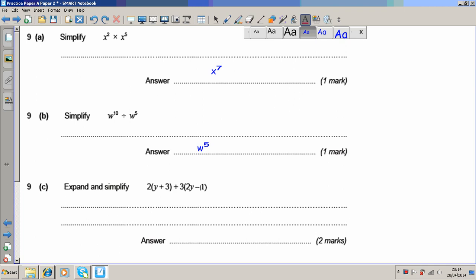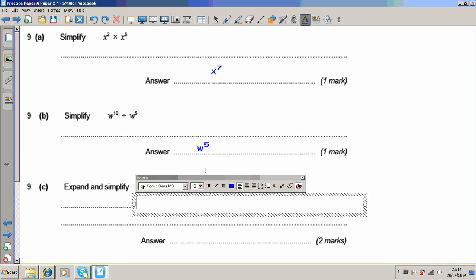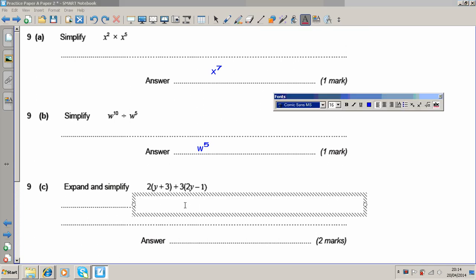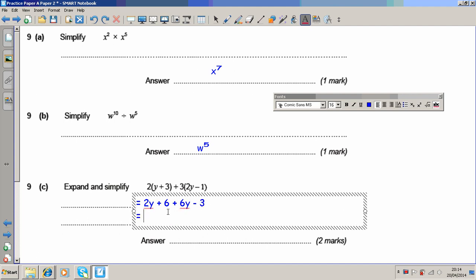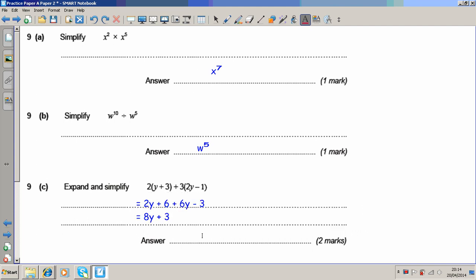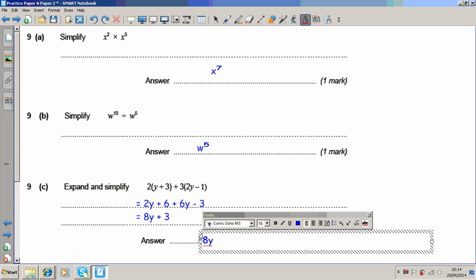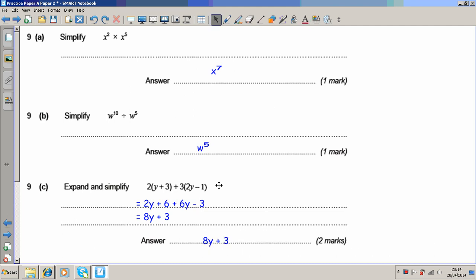Expand and simplify. Just be careful of that minus sign that we've got there. But it shouldn't be too hard. So your first bracket is 2y plus 6. And the second bracket, 3 times 2y is 6y, take 3. So now simplifying them, we've got 2y and 6y is 8y. And 6 take 3 is 3. So your answer is 8y plus 3.